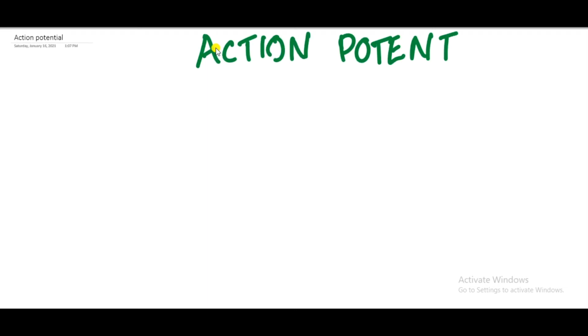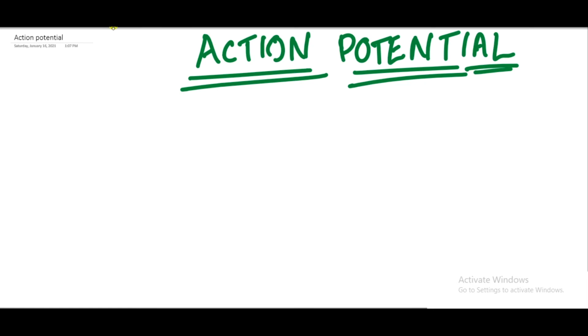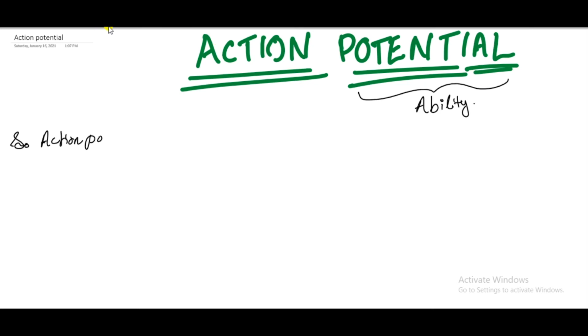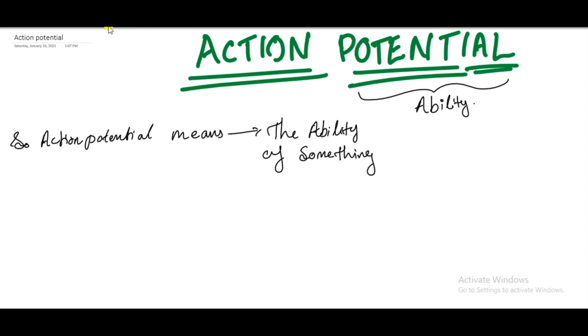In this section, we are going to discuss the action potential. Action potential is the basics of neuroscience, and it can happen in excitable cells. Potential directly means ability. So action potential means the ability of something to do its work or its action, right?